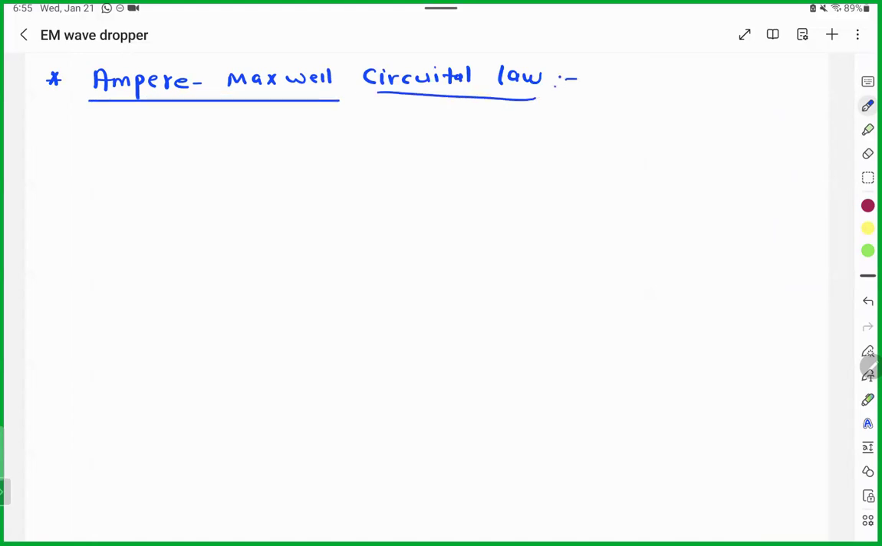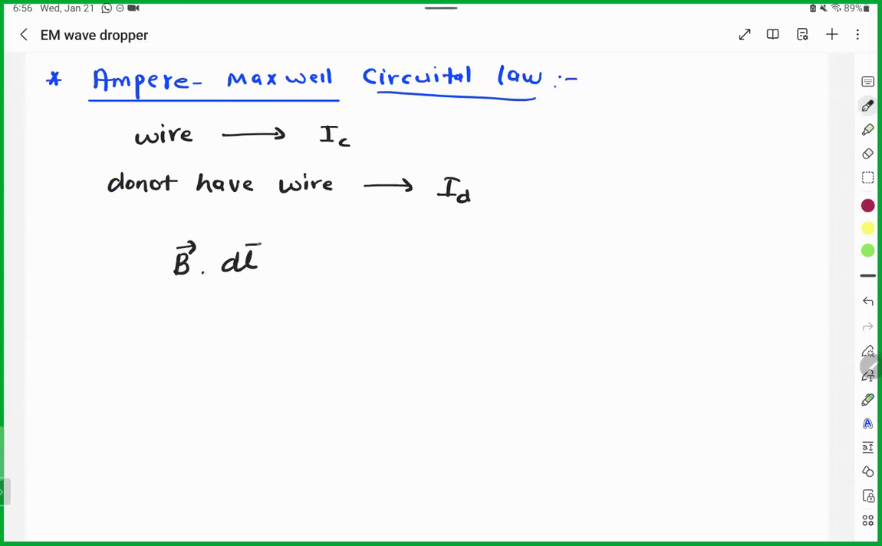This law says that if you have wire, then there will be conduction current. If you don't have wire, then there will be displacement current. Right? And based on that, you modified the law: the total integration of B dot dl will be equal to mu naught I_C plus mu naught I_D.